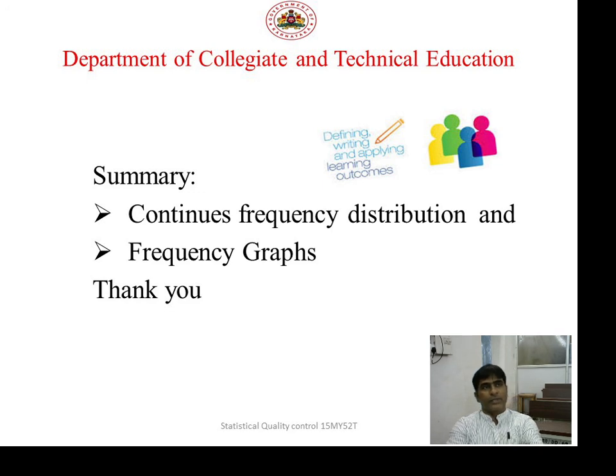And we have seen frequency graphs. A frequency graph is a graphical representation of the values of the frequency distribution. There we have studied four types of frequency graphs: line diagram, histogram, frequency polygon, and frequency curve. Hope you have got all the points.